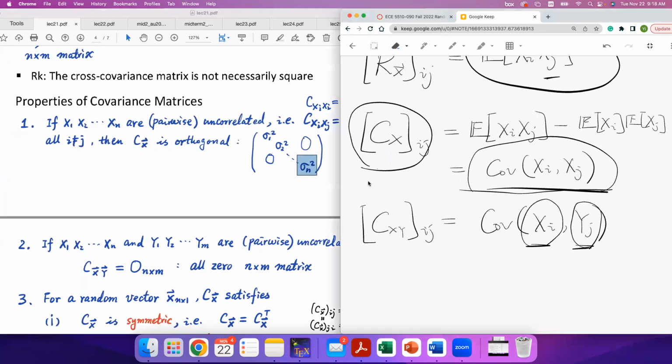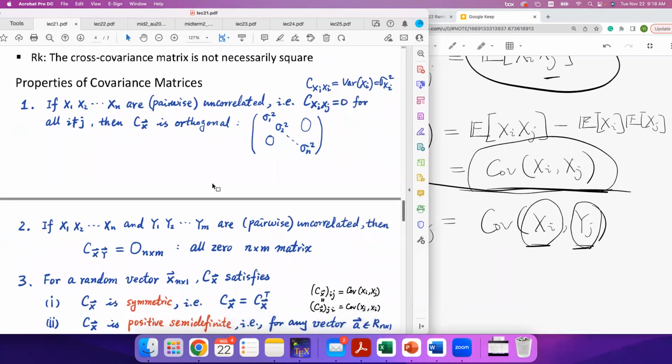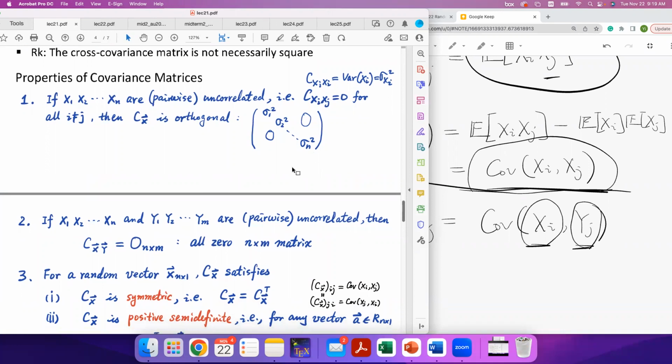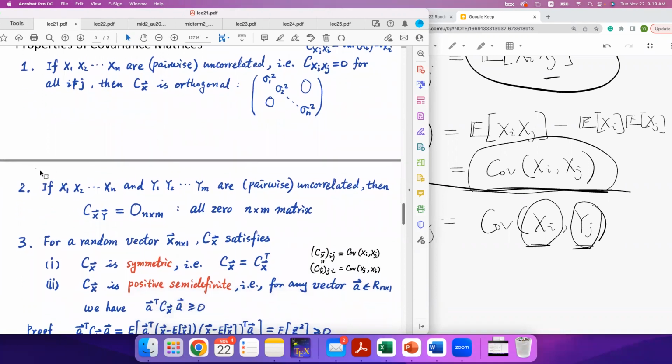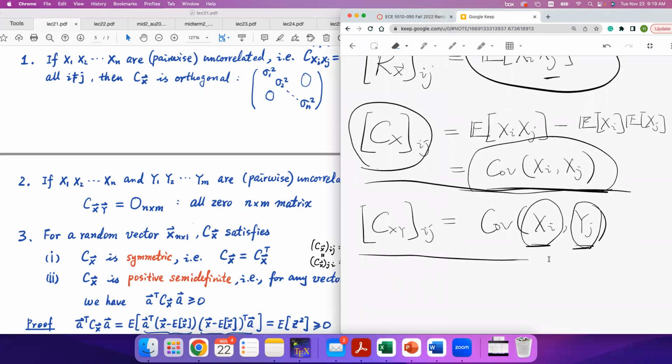So once we have this understanding, these properties are very easy to understand. Simply look at the pairwise statistics between these random variables. And the second one, if all these x and y's are pairwise uncorrelated, then the covariance matrix is zero, which can be seen from this one.